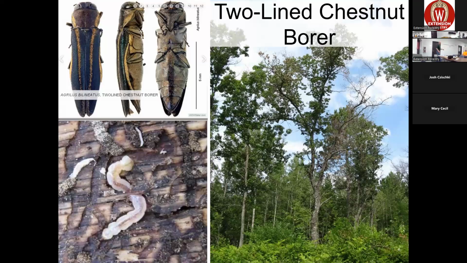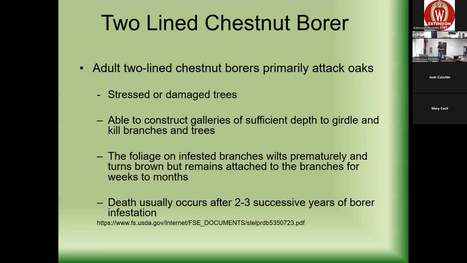And so again, going back to our weather, we have had a lot of stressing weather on trees, specifically in oak's case, some long extended periods of droughts. And that has stressed the oak, and that just makes them much more susceptible to this pathogen. So the two-line chestnut borer primarily attacks oaks. It's going to seek out those stressed or damaged trees.